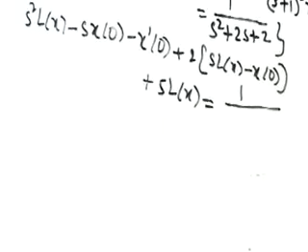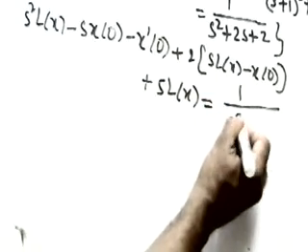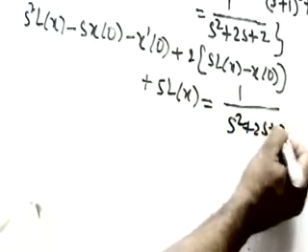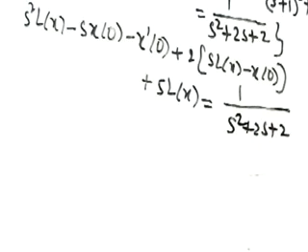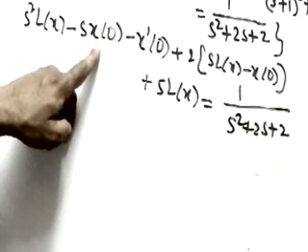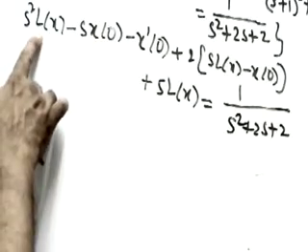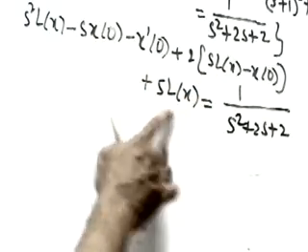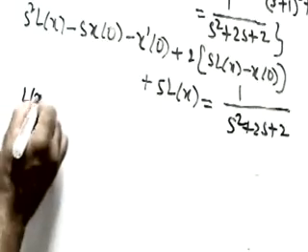s square plus 2s plus 2. Now see here, let me do one thing. x naught is 0, so this is 0, leave this one. Okay, let me take Laplace of x common.